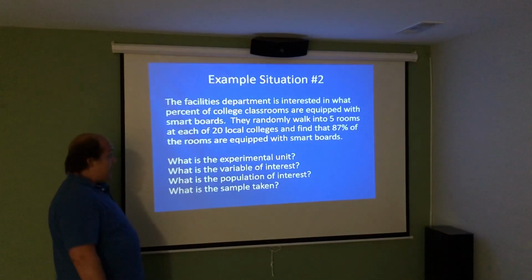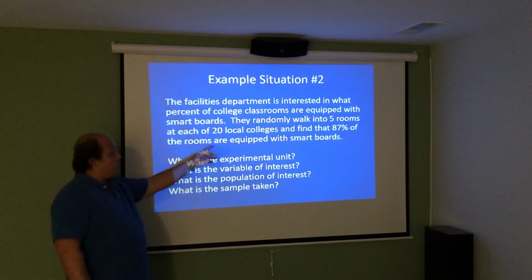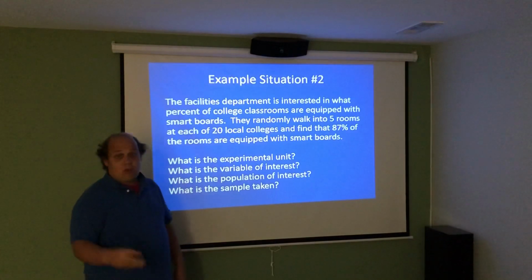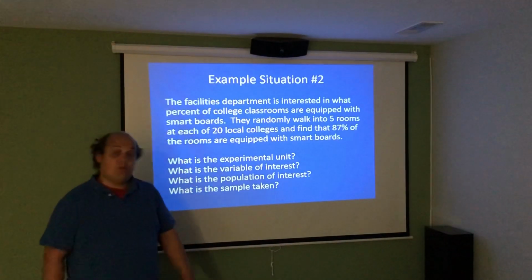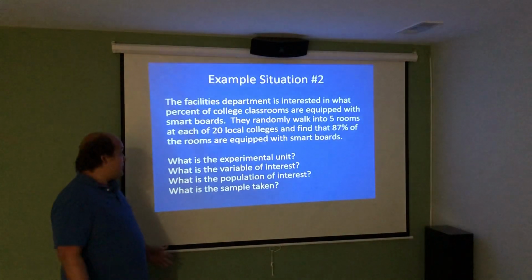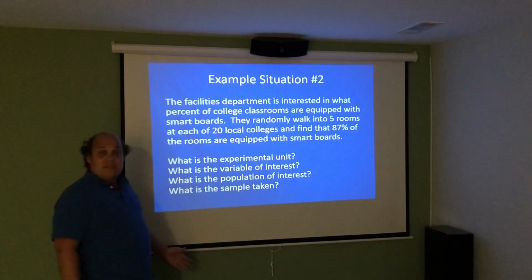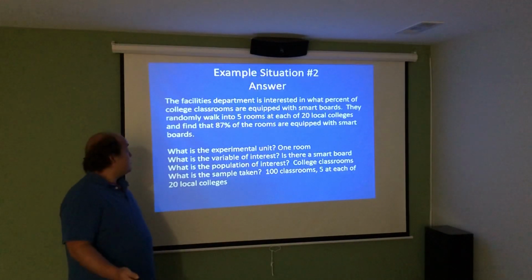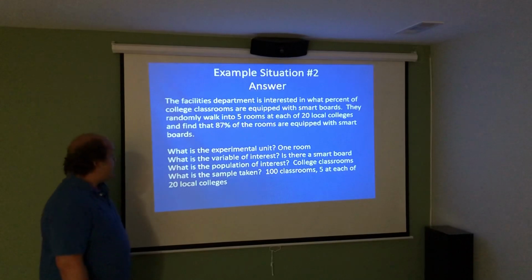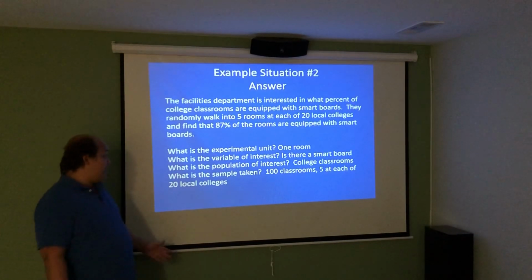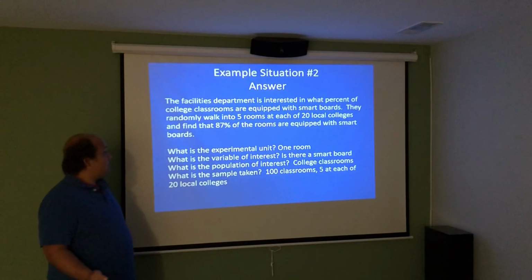What's the sample taken? So here they say they randomly walked into 5 rooms at each of 20 local colleges. 5 rooms, 20 colleges is really 100 total rooms that they're walking into. So the sample, I could phrase it as 5 rooms in each of 20 colleges, or I could say the 100 rooms they walked into. So here this goes over those answers again. 1 room, is there a smartboard? All college classrooms. And 100 classrooms, 5 in each of the 20 colleges.